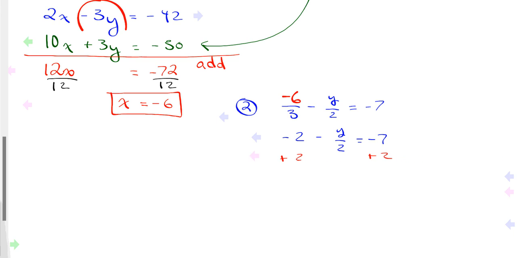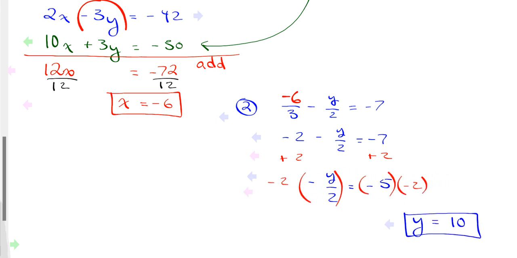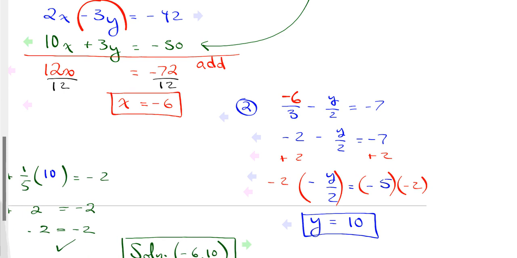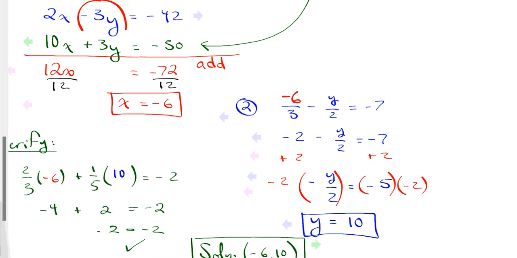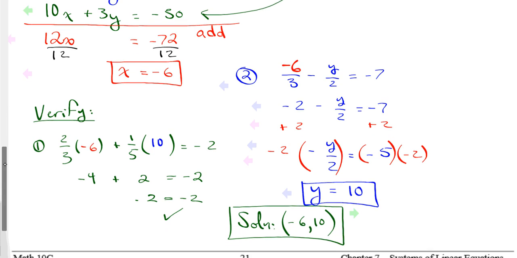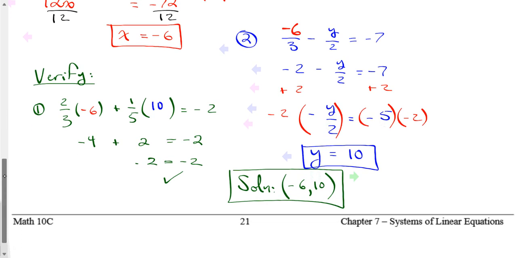We'll add 2 to both sides of the equation and then multiply both sides by -2 to solve and get our y value of 10. We have x and y. We can verify. Again, notice that I alternated equations. I used equation 2 in blue on the right, and then I used equation 1 to verify. And the solution, x is -6, y is 10.